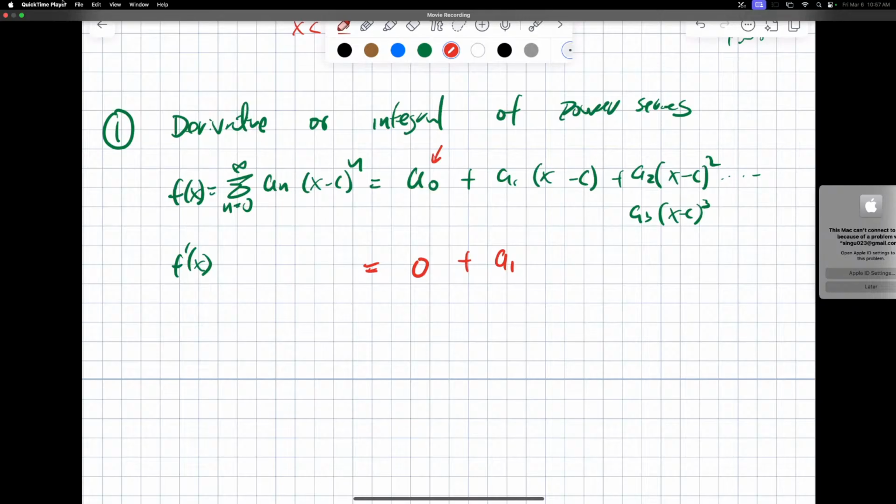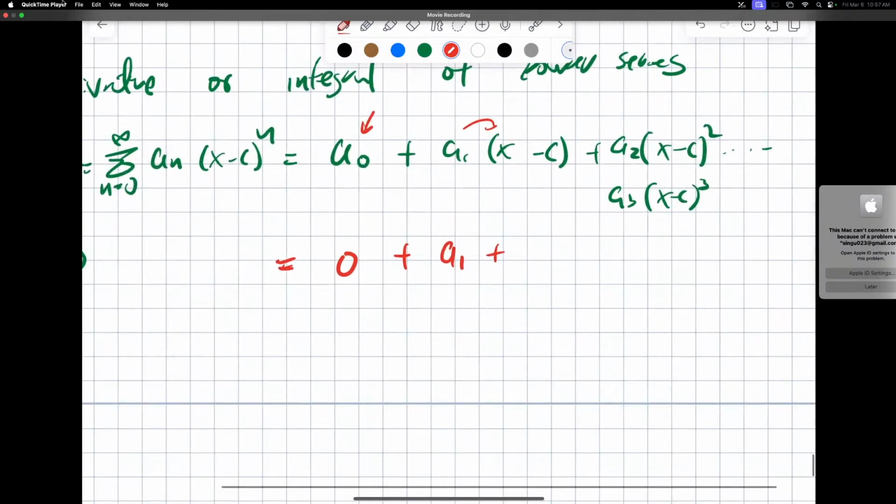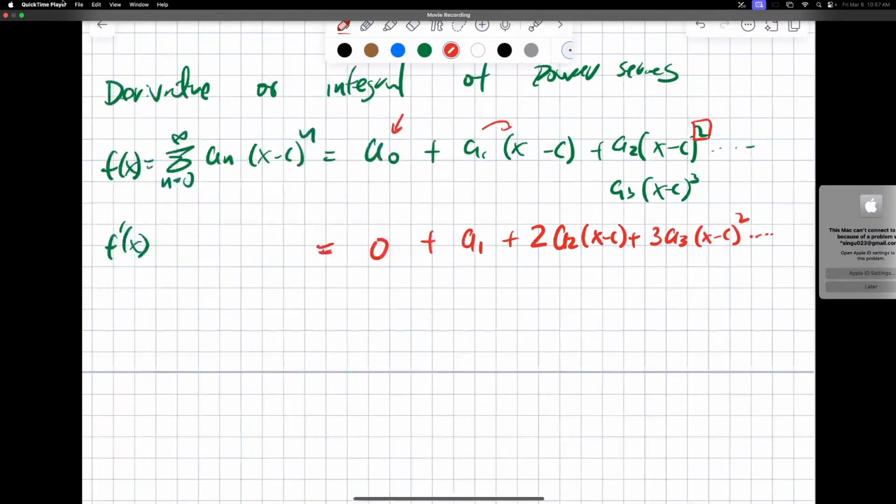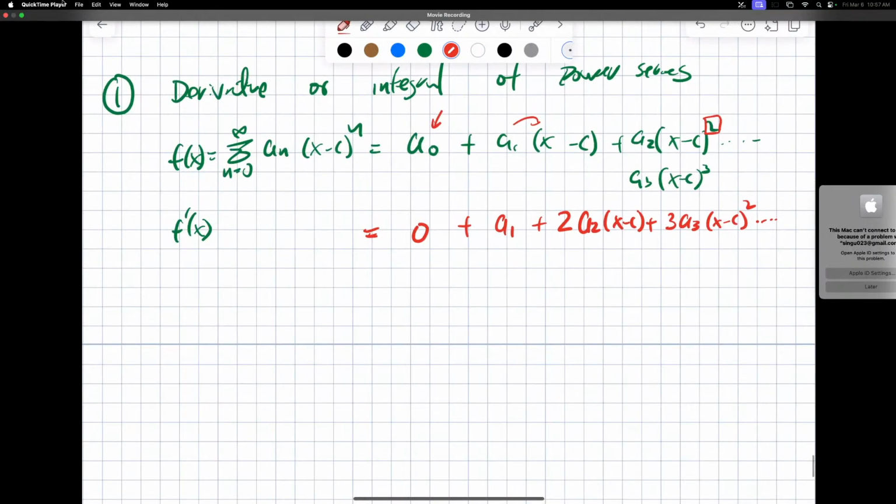A1 plus. Do you know why it's A1? If I distribute it, it's going to be A1x minus A1c, right? But A1c is a constant. So if I take a derivative of A1x, it's going to be A1. Is that okay? Because x deletes itself when derived, and the constant goes away. So what happens to this? By the chain rule, this is going to be 2a2 times (x minus c), right? And this is going to be 3a3 times (x minus c) squared. Dot, dot, dot. So the derivative is equal to what?